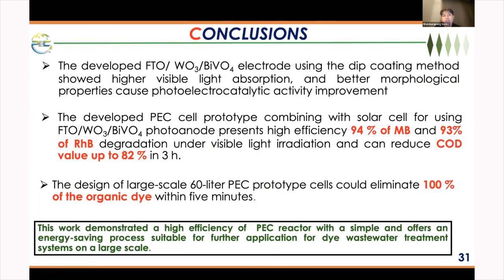The development of the FTO tungsten oxide bismuth vanadate electrode using the dip coating method shows higher visible light absorption and better morphology, which improves photoelectrocatalytic activity. The developed photoelectrocatalytic cell prototype combined with a solar cell, using the FTO tungsten oxide bismuth vanadate photoanode, presents high efficiency: 94% of methylene blue and 93% of rhodamine B, and can reduce the COD value up to 82% in 3 hours.